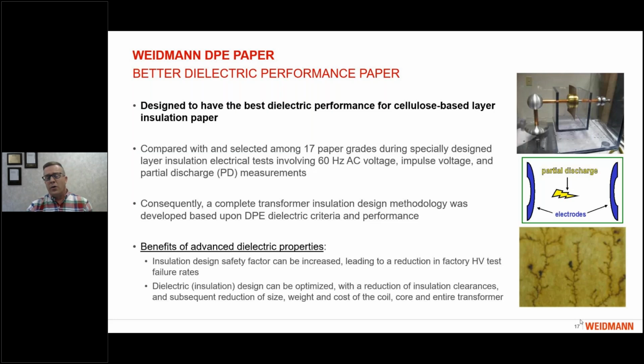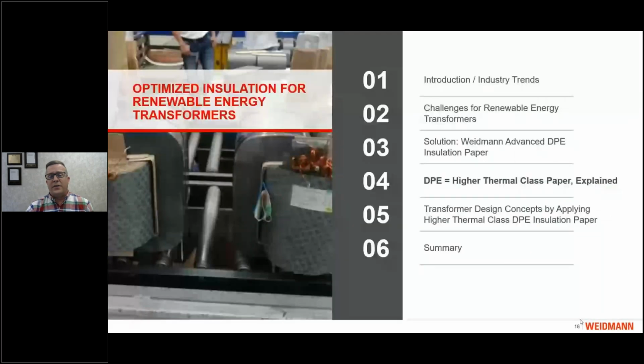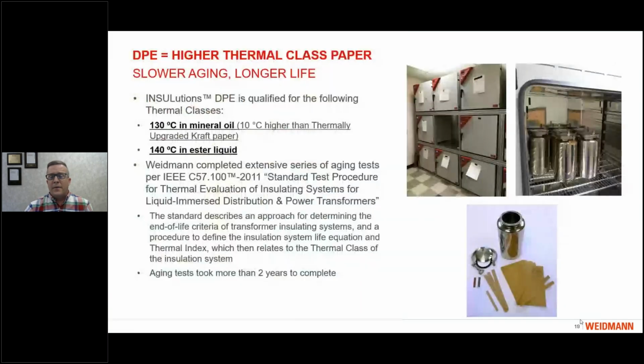And then the fourth benefit of DPE paper, I'm going to focus on a little bit more specifically, and that's going to be the subject of the rest of the webinar, and that is that DPE is a higher thermal class paper. And so let me talk a little bit about that. So when we talk about DPE being a higher thermal class paper, that means it ages more slowly and it has longer life at equivalent temperatures.